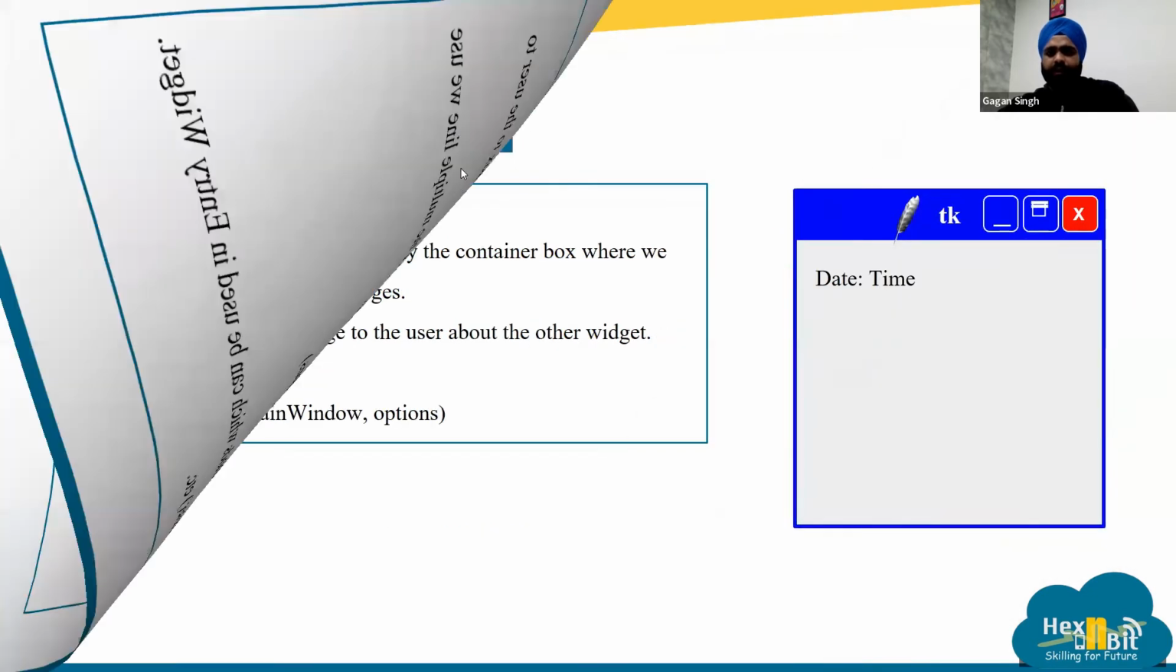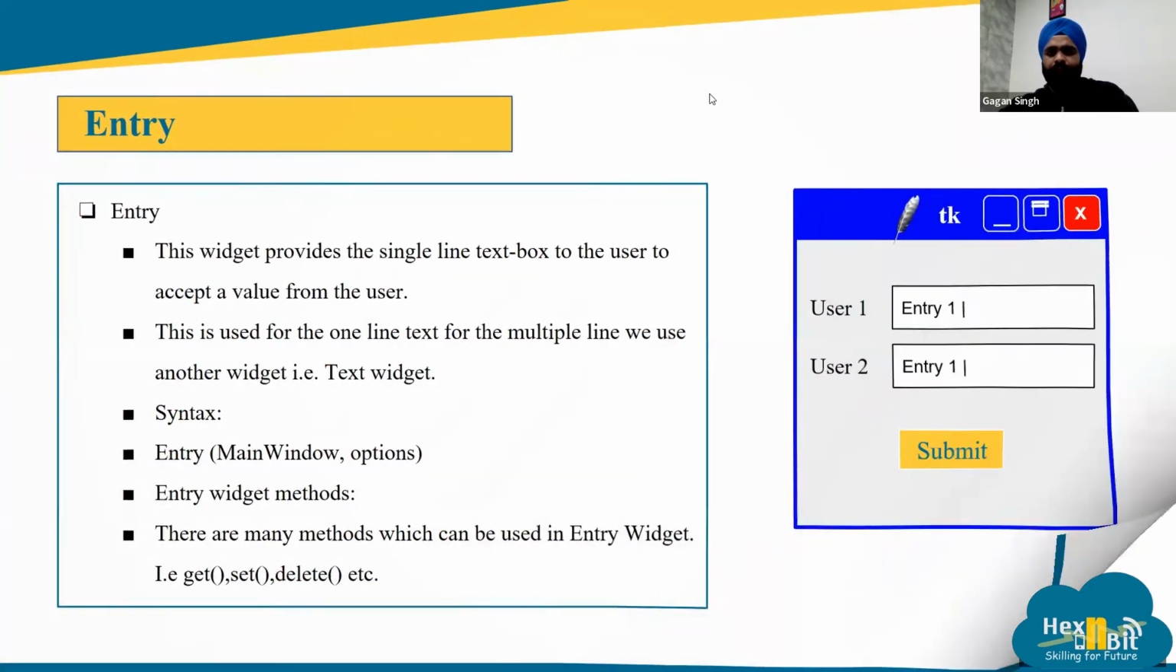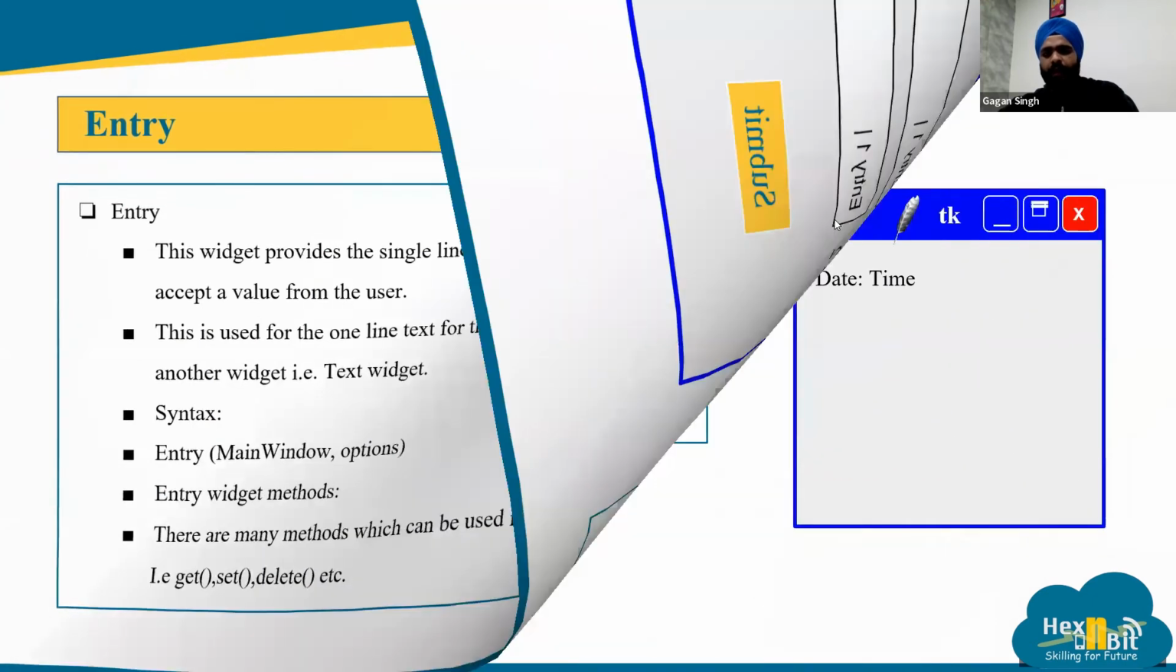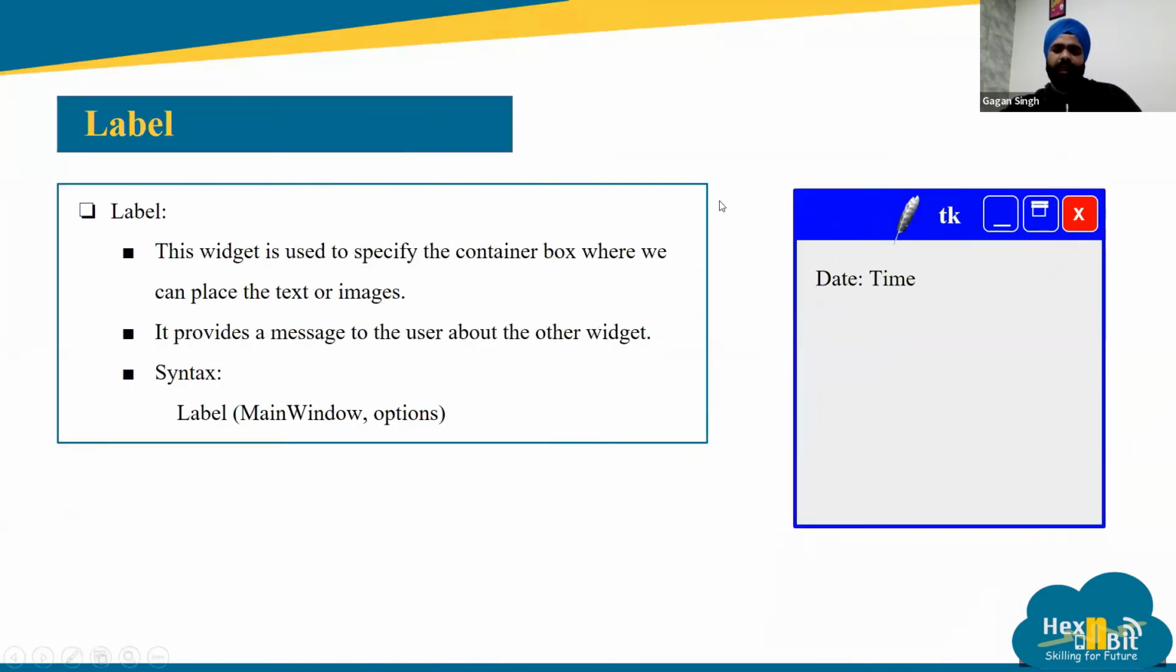Then after this is label. As I told you, it will be used for displaying the normal text over the screen. Could also be used for like this sort of a text will be written over it. Normal screen like name or anything you want to write, that could be used for it.